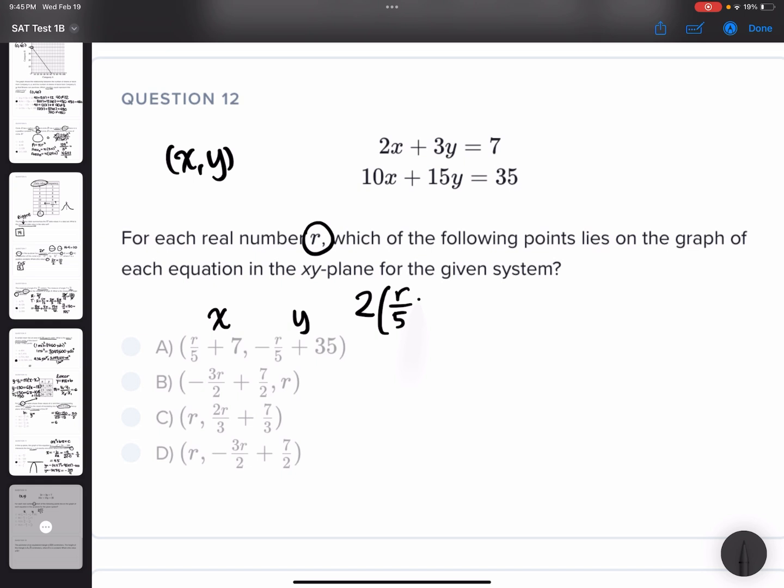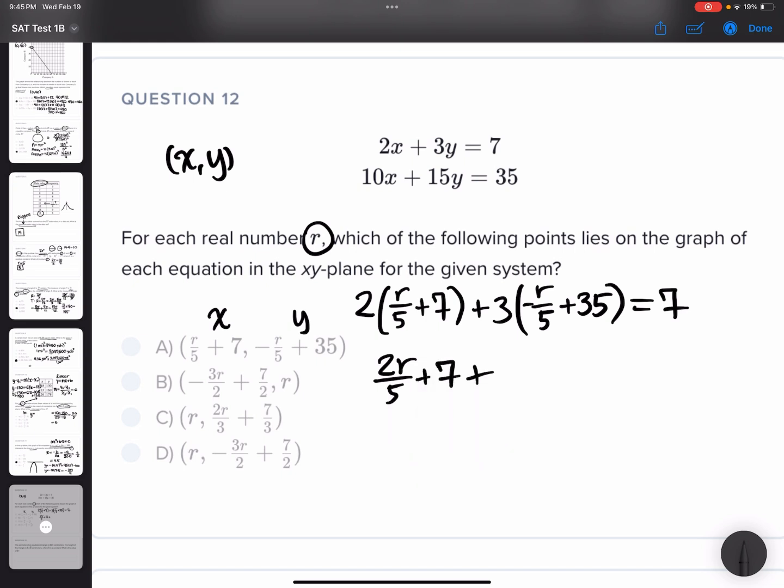r over 5 plus 7, and then plus 3 times negative r over 5 plus 35 equals 7, because honestly there is a mental shortcut. However, it's very easy to mess up on that, and that is how you can get all these wrong answers right here. So 2r over 5 plus 7 plus, oh, I would not add actually, I would just subtract 3r over 5 plus 35, and this must equal 7.